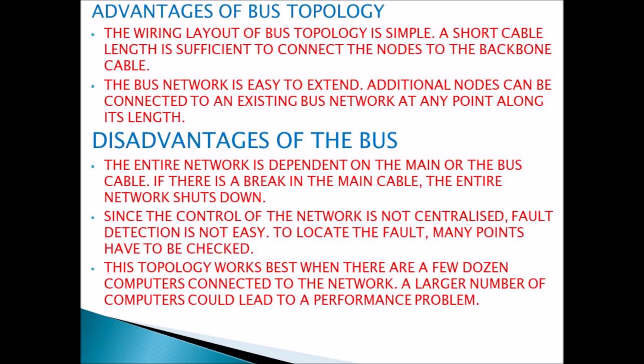Since the control of the network is not centralized, fault detection is not easy, because if any device fails, we can't identify where the fault occurs, because all the devices are connected in a single cable. First we have to identify whether the cable has failed, and only then can we monitor the nodes which are affected. So to locate the fault, many points have to be checked.